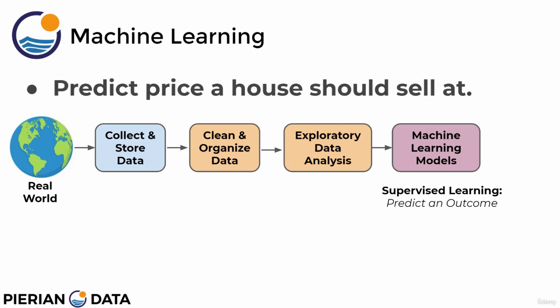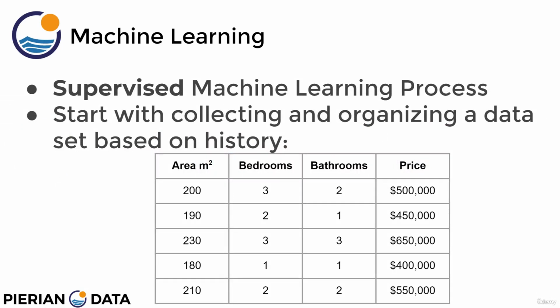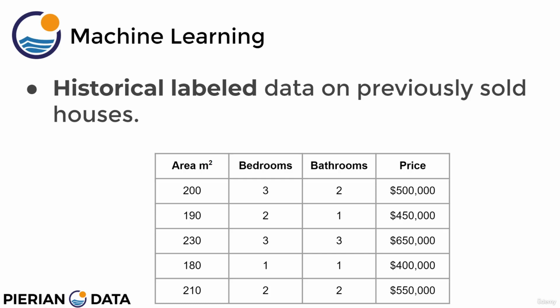So let's take a deeper dive by taking a look at the example problem that we keep referring to, which is trying to predict the price a house should sell at. So what we're going to need to do is start with collecting and organizing a data set based off history. That means we're going to take a look around our neighborhood at prices that we know houses have been sold at in the past. And we take some note of their features, like their area, bedrooms, bathrooms, and then the historical price that they sold at. Note here is that we have a historical labeled dataset on previously sold houses.